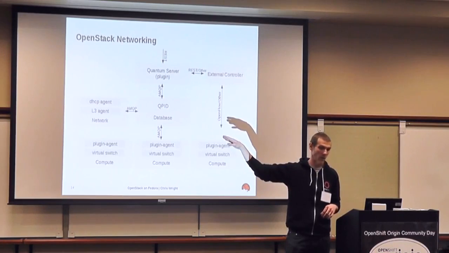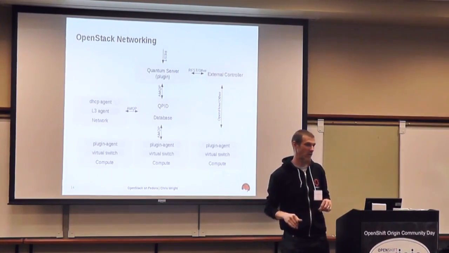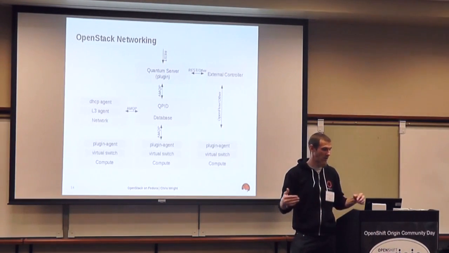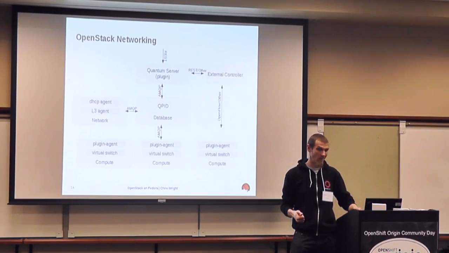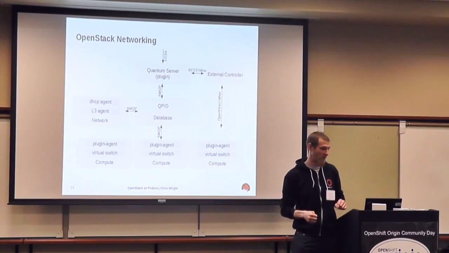In the future, you'll see that network controller node being spread across multiple physical boxes, so you can get better use of your resources and better scaling, and not create that thing as a bottleneck for all of your network traffic.